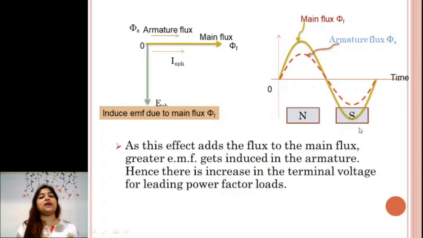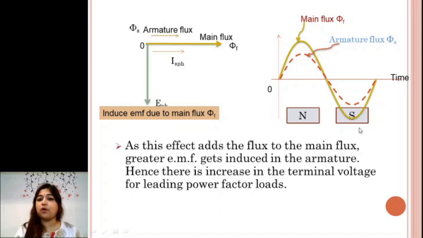So how is the overall effect? It adds flux to the main flux, greater EMF gets induced in the armature, hence there is increase in the terminal voltage. So for unity, it is drooping. For lagging, it is more drooping. But for leading power factor load, the effect of armature reaction is such a way that the terminal voltage will increase. Okay, I hope the concept of armature reaction is clear to you.